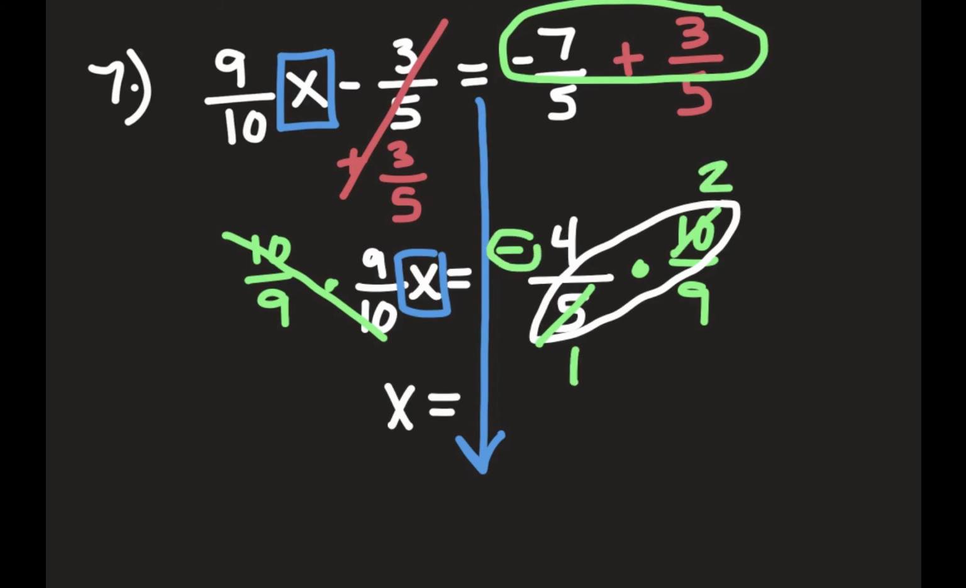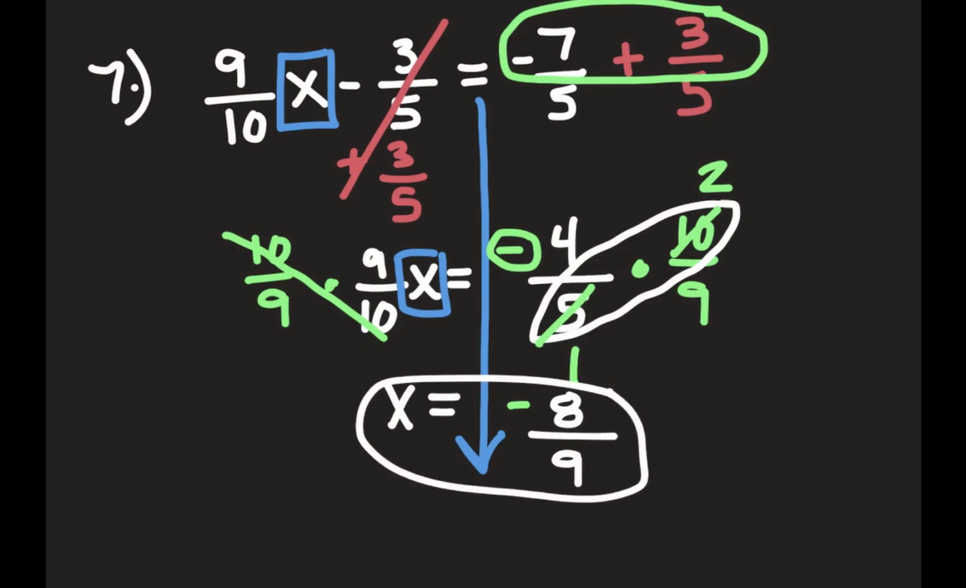Now I do have a negative here, so negative 4 times 2, that's going to give me negative 8. And in the denominator, I have 1 times 9. So negative 8/9 is the value for x. I'm going to plug negative 8/9 in for x, multiply 9/10 by it, then subtract 3/5, and I should get negative 7/5. Check that.